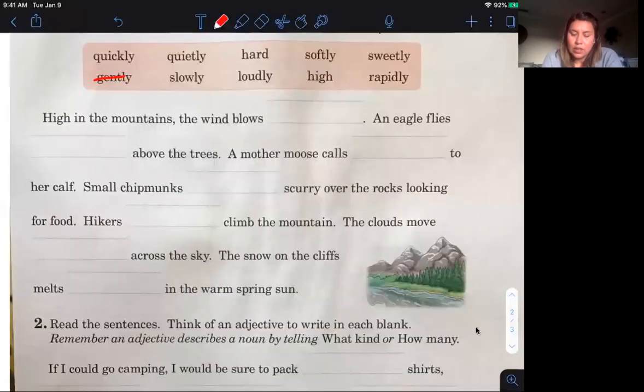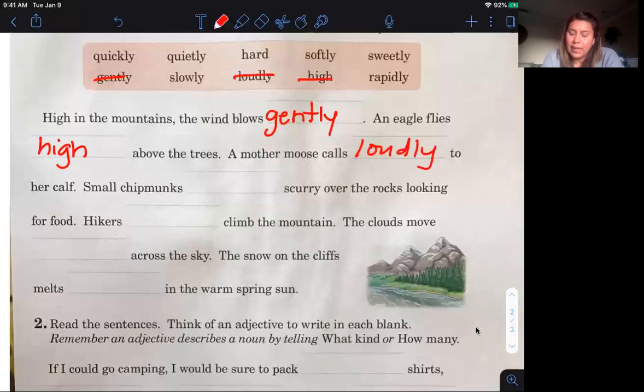Okay, friends, sorry we got bumped off here. Okay, so we said gently. So let's write gently to describe the way the wind was blowing. An eagle flies high above the trees. Let's cross it out so we don't use it twice. Now let's see, what else makes sense here? A mother moose calls blank to her calf. Calls, what about loudly? Loudly to her little baby.